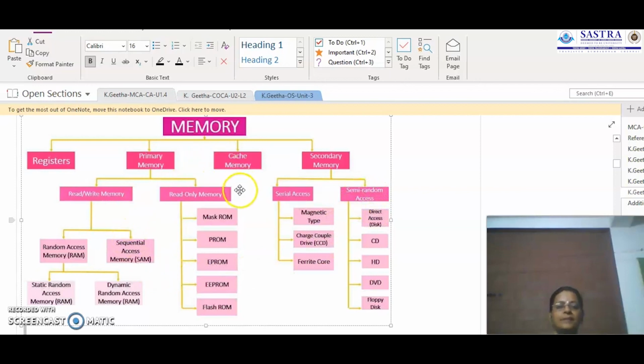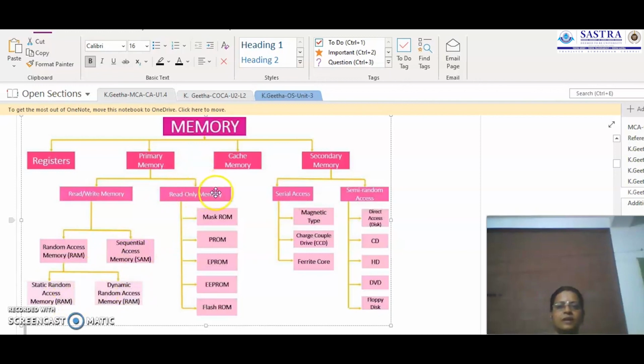So this diagram explains you the classification of the memory into different categories, where we have the main classification as primary memory, cache memory, and secondary memory. So the primary memory is going to be classified as whether it is going to permit read and write operation or read only. Okay, and those which permits both read and write can be further classified as random access and sequential access. Okay, which is again further classified into static random access and dynamic random access.